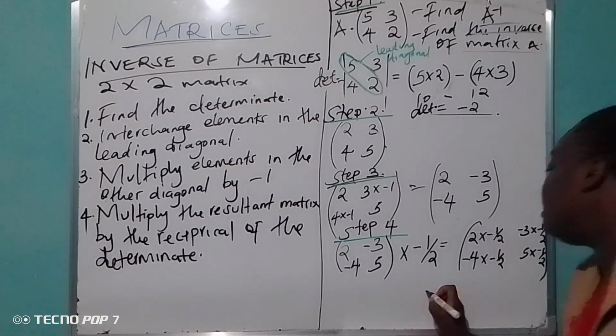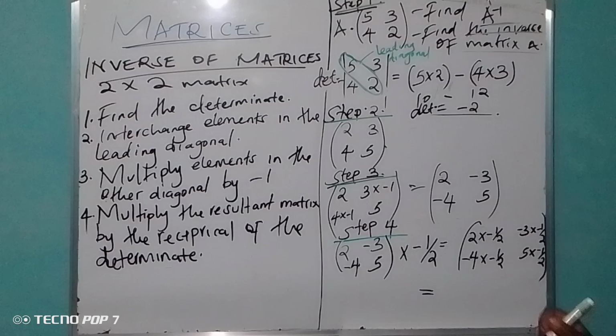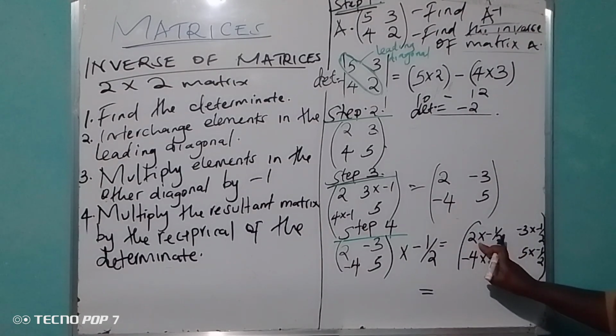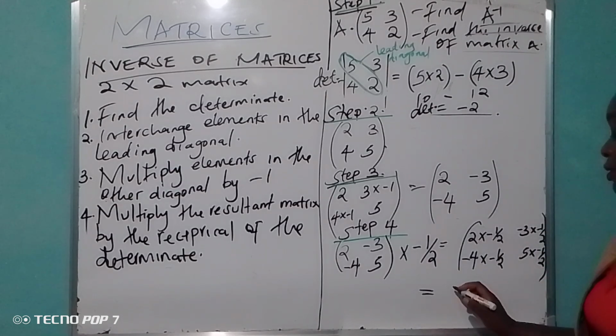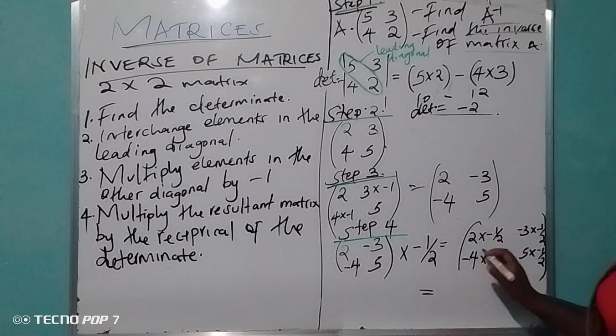So it will be 2 times -1/2, which is 2 times -1/2.